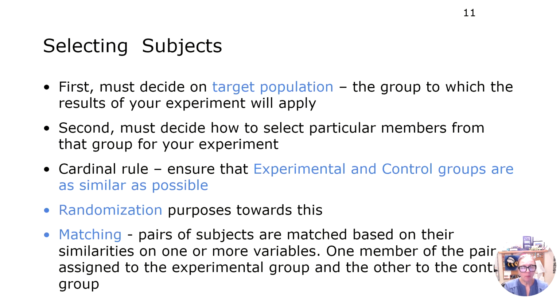All right, so we got our experiment set up. Now we have to think about who's our target population. What's the group the experiment applies to? Okay, and then we have to select members from that group for our experiment. Okay, we want to make sure our experimental group and our control group are as similar as possible. The best way to do this is to randomly assign people to a group, but we can also do matching to do this. Okay.